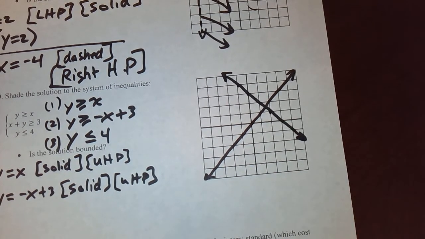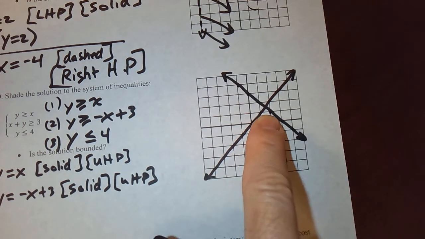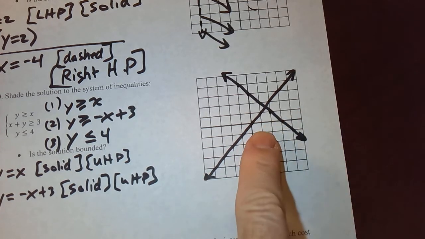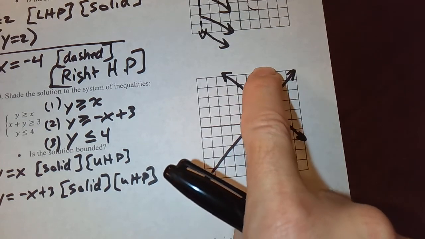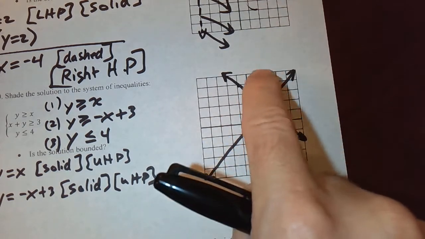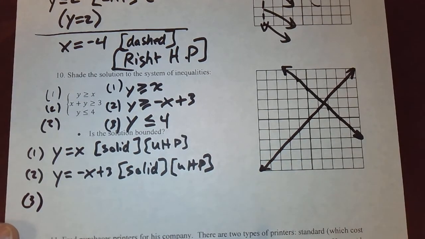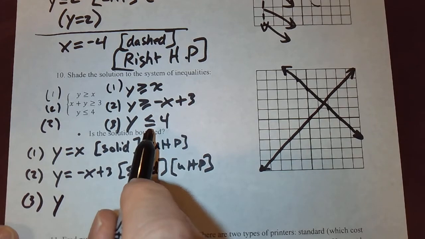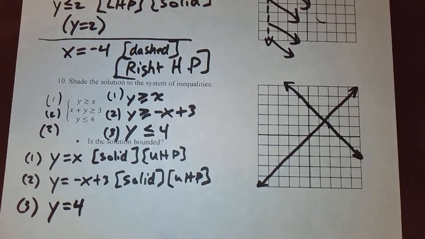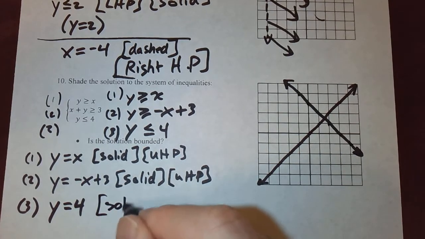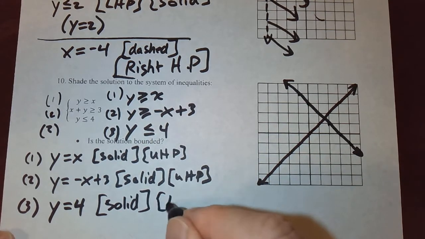So far I know exactly which region we would shade. If you wanted to be in both of the upper half planes associated with these two lines, it would not be this region, it would not be this region, it would not be this region. This is the region that's in both of the upper half planes. But we have one more inequality. This one is y less than or equal to 4, so we're going to graph the line y equals 4, which is a horizontal line, and it's going to be solid because less than or equal, and it's going to be lower half plane.